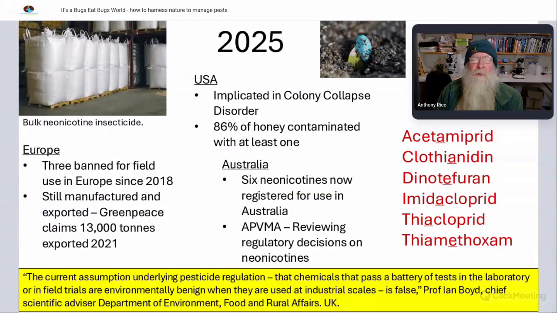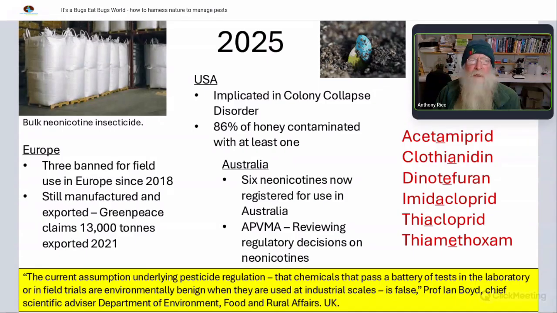So if we jump forward to 2025, what's happening now? In Europe, three have been banned for field use since 2018, but they're still manufactured and exported. They're a very profitable business. One independent financial prediction from a company who does this sort of thing put it at about 8.2 billion, worth about 2 billion by 2035, I think it was. So it's huge amounts of money, a very, very profitable business. So they're still manufactured and exported from Europe.